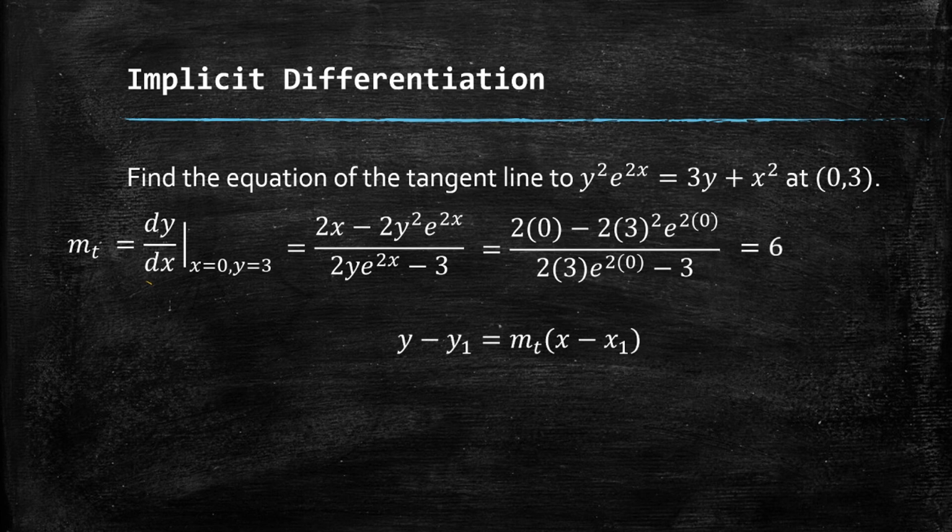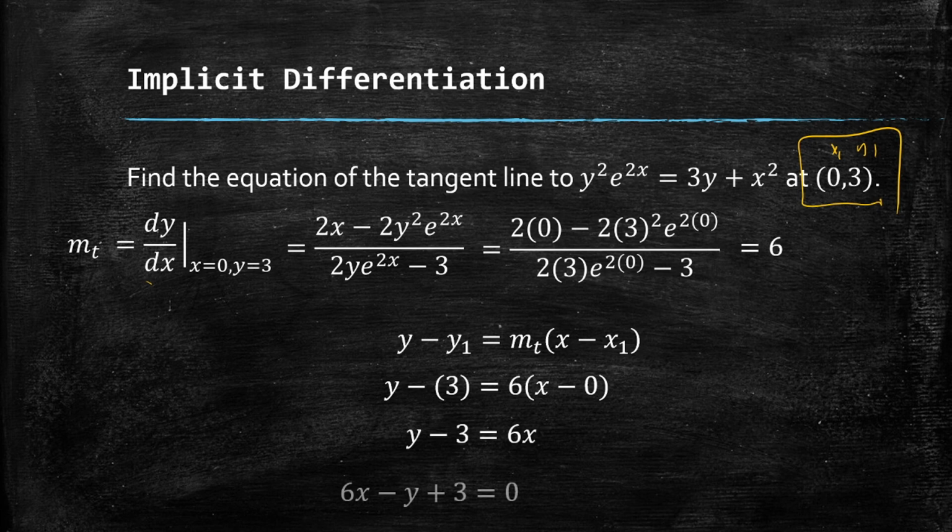Okay, and this is the point-slope formula. We have y sub 1 and x sub 1 from here, 0 and 3. This is our x sub 1, and this is our y sub 1. So we substitute the values of x sub 1, y sub 1, and m sub t, and then simplify, and we'll get 6x minus y plus 3, and this is the equation of the tangent line.